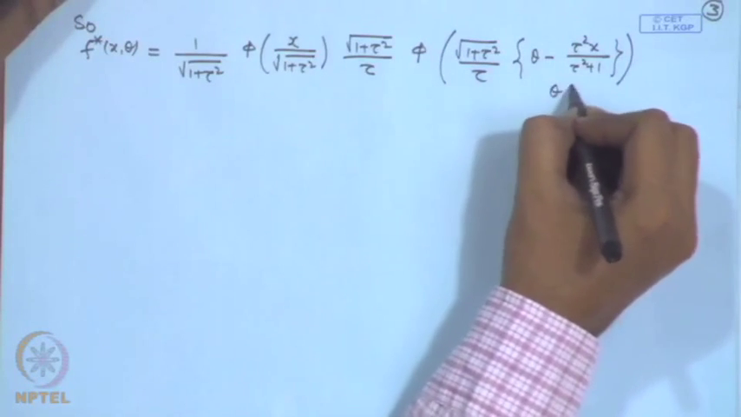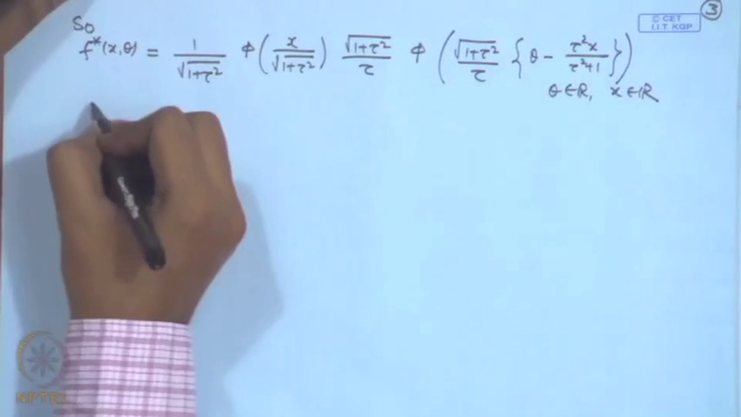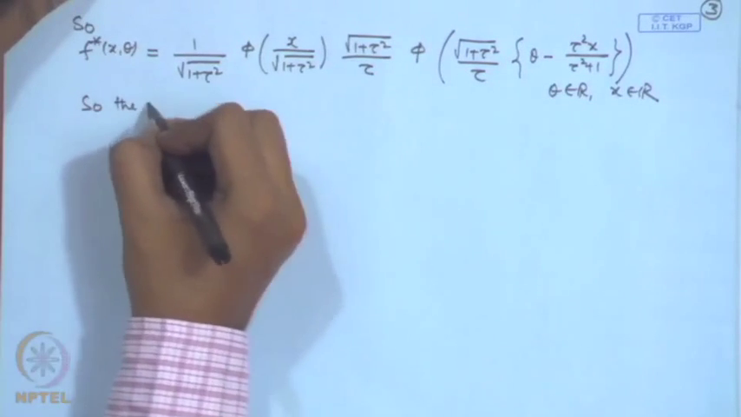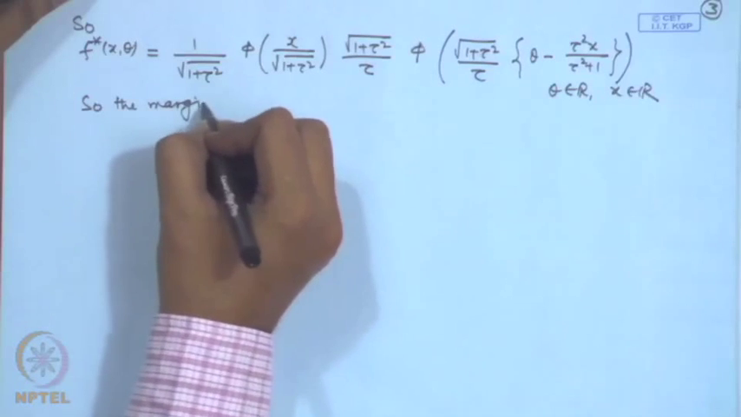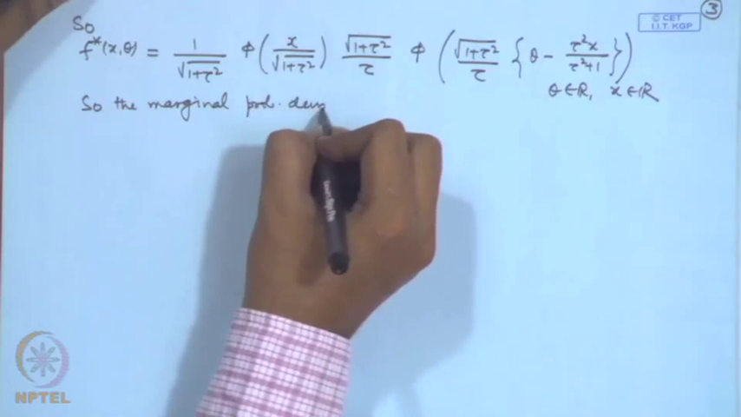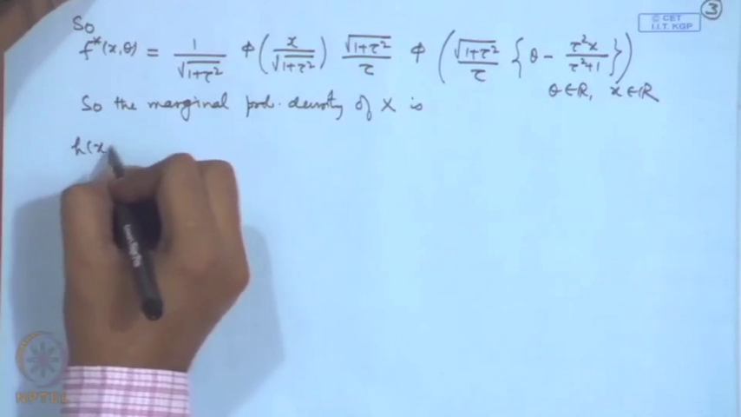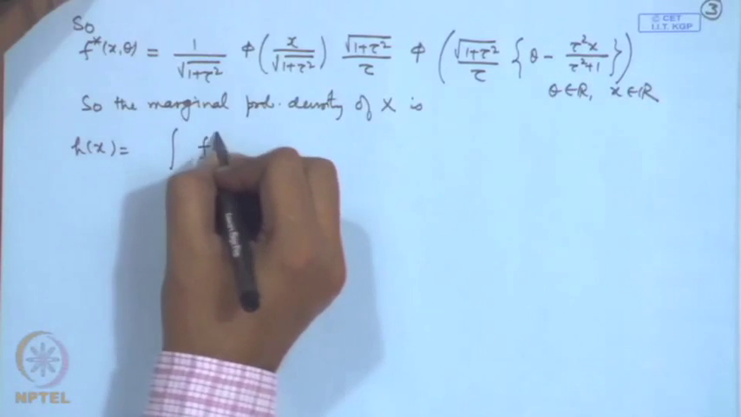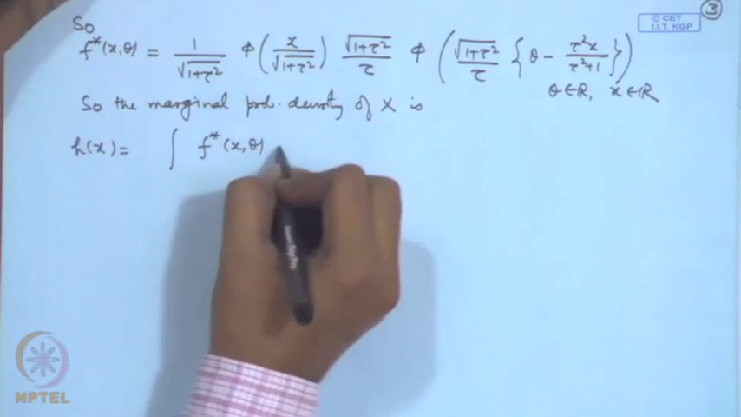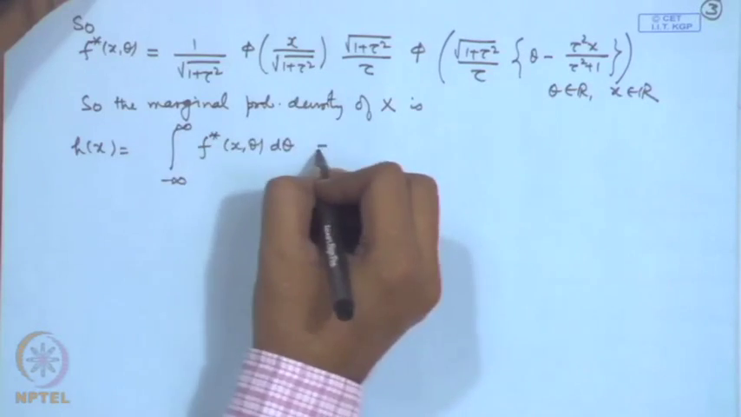Here theta is a real number, x is any real number. So, the marginal probability density of x, let me use the notation h(x) here, that is the integral of f star (x, theta) d theta from minus infinity to infinity.